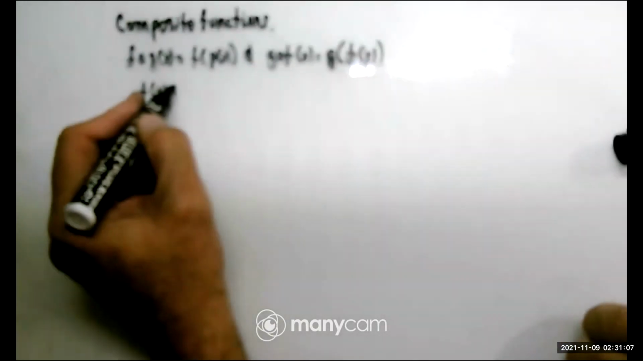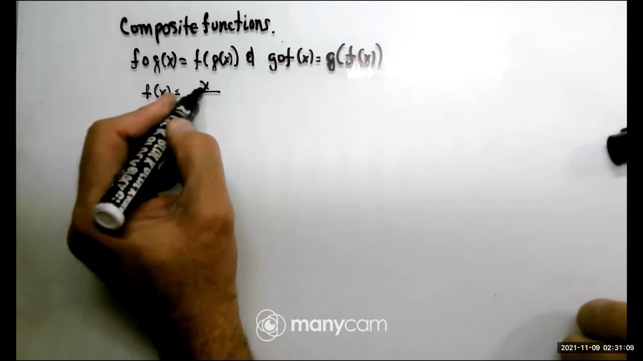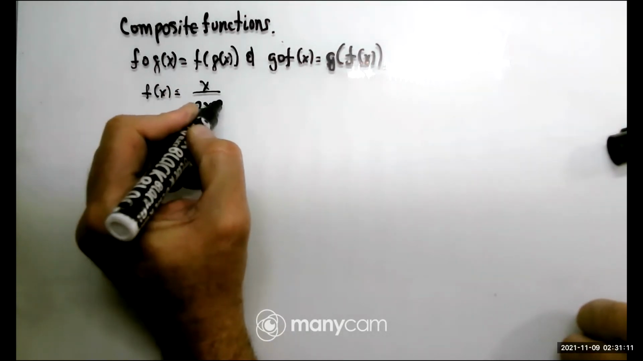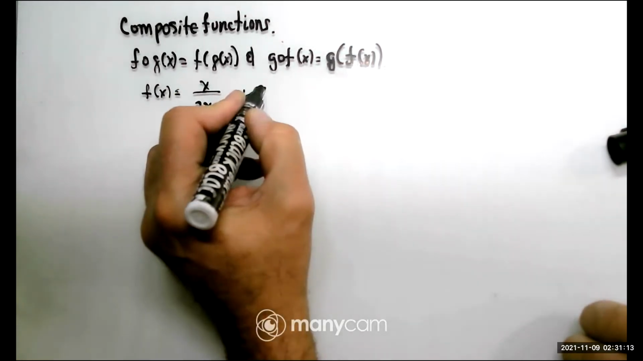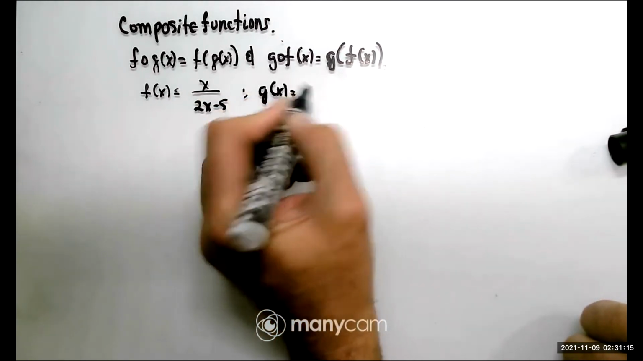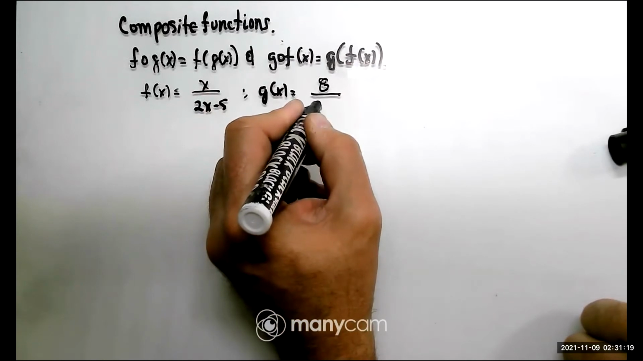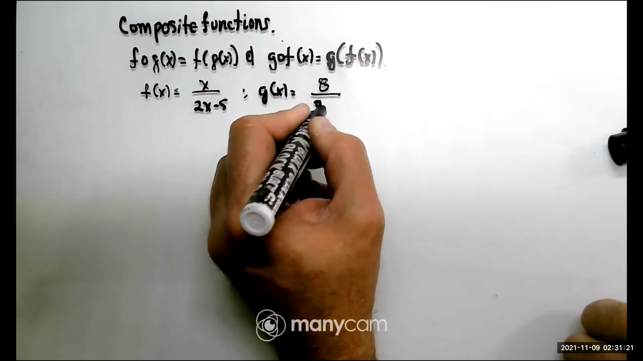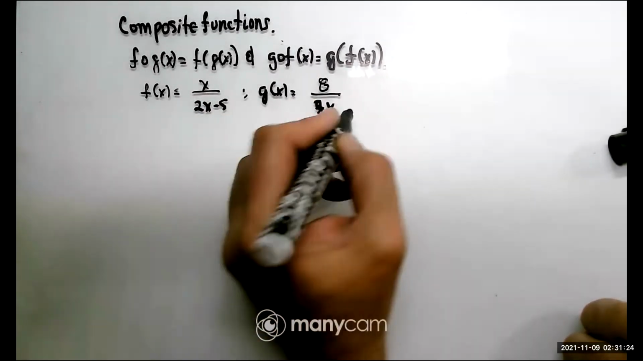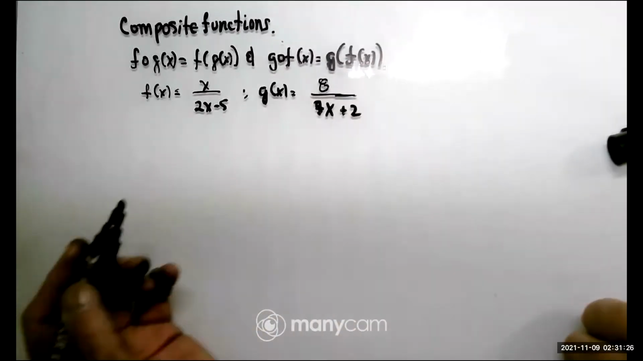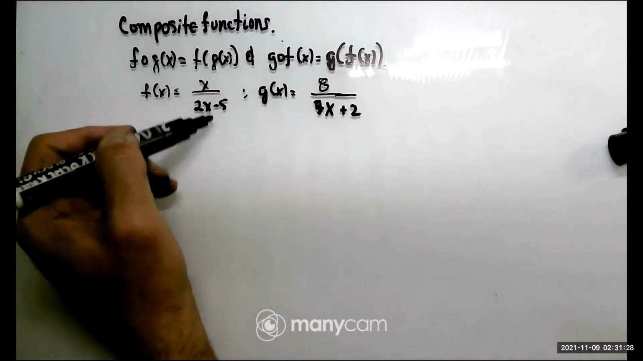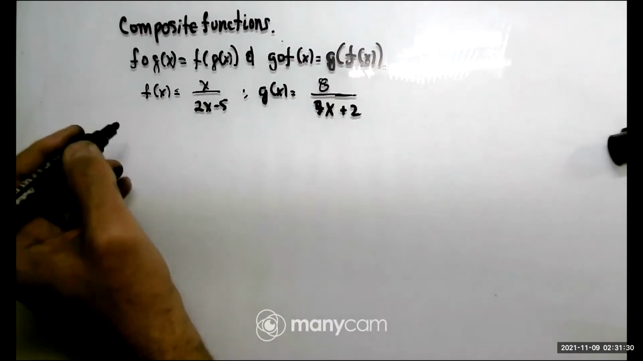Now, let's try another example. What about if f of x is x over 2x minus 5, and g of x will be 8 over, I don't know, 7x plus 2. Notice that this one has x in both the top and the bottom, so that will be interesting.